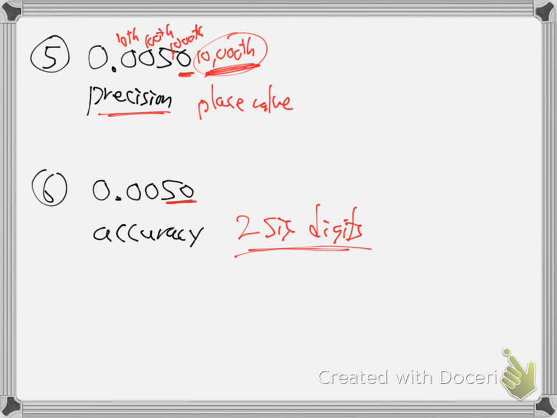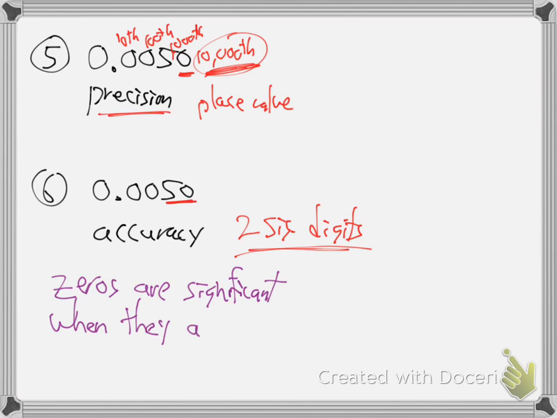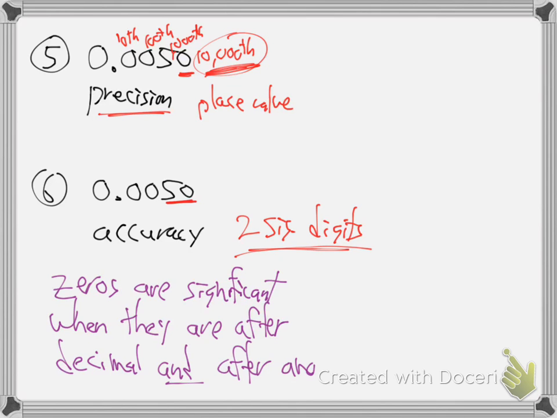It's a lot of rules. Let me write that down. Zeros are significant when they are after the decimal and after another number, after a non-zero number. Yeah, there we go.